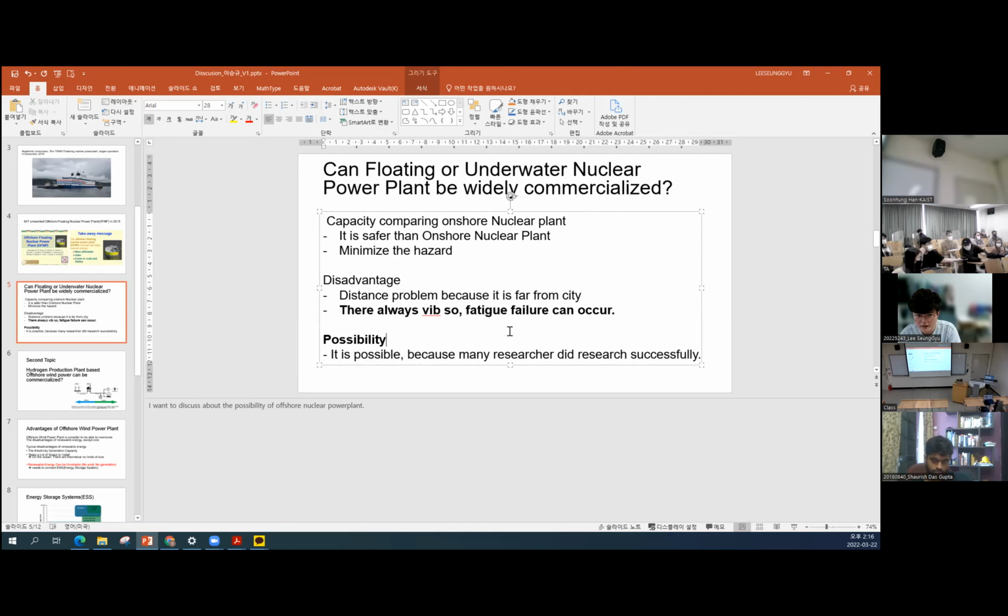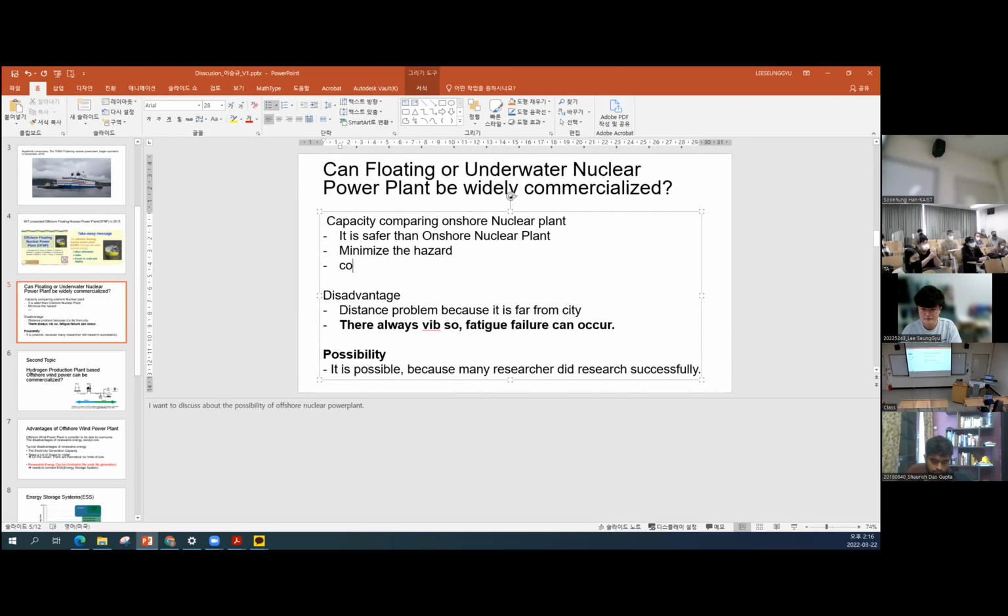One last disadvantage I can see is the cost of a nuclear plant. It's really expensive from the start, and if you want an offshore nuclear plant, it's going to be even higher. So I don't think it can be widely commercialized because of that. The cost is too much. Yeah, disadvantage.